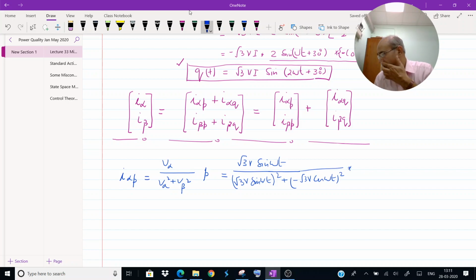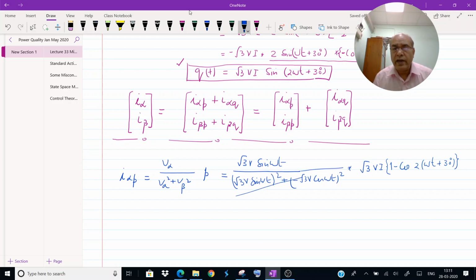And P, if you remember, the P was root 3 b I times 1 minus cos of 2 omega t plus 30 degree. So this was root 3 into b into I into 1 minus cos 2 omega t plus 30 degree. This was the P. Now this is like sine square theta plus cos square theta.